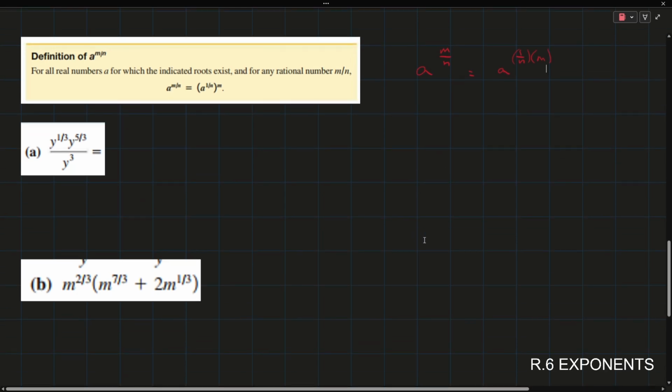So let's take a look at some fractional exponents and simplify some stuff. So, we have y to the 1/3 times y to the 5/3 over y to the 3rd. Whoa.